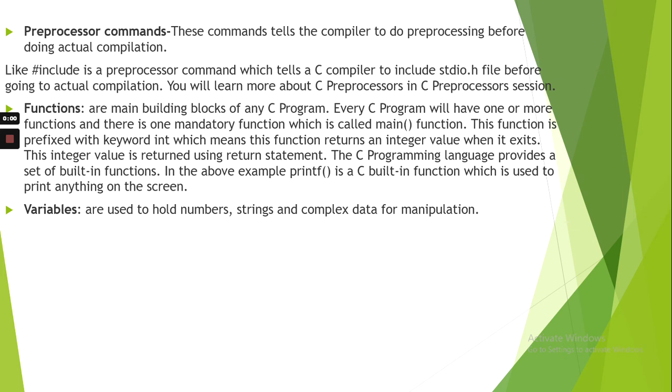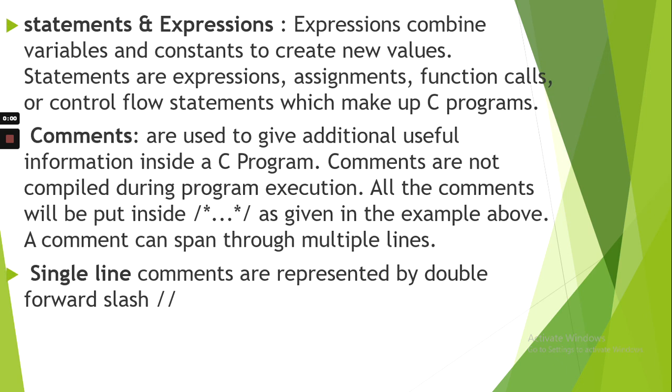A C program can have variables. When you talk about variables, a variable is a temporary memory location which stores different kinds of data. And then again, a C program can have statements and expressions. For example, if you just say printf, then you write some information within your printf function, that is a statement.